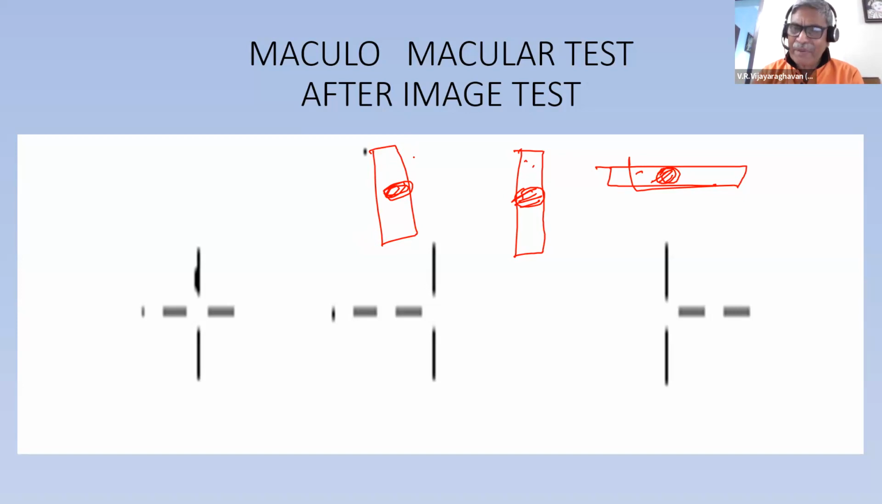You ask him to draw the after images. All these tests are done in a dark room. You have to draw like this. Say this is your normal eye image. Tell him, you put like this. This is the normal eye after image, it will be like this. Ask him to draw the after image of that eye.